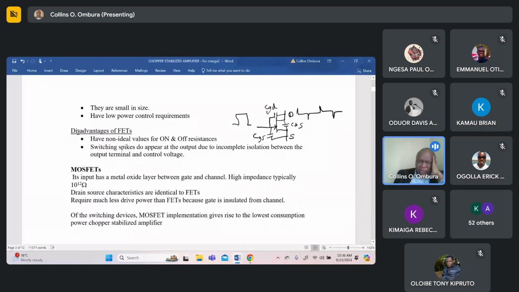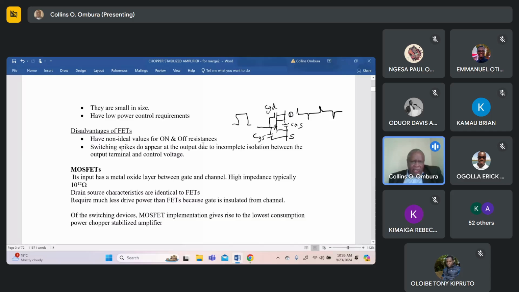So these are the disadvantages. Due to the intrinsic capacitances, we can have switching spikes appearing at the output of our switch, which will add to the signal that we are actually chopping and thereby give rise to errors. So that's a small disadvantage, but there are ways of mitigating it that we shall see later on.